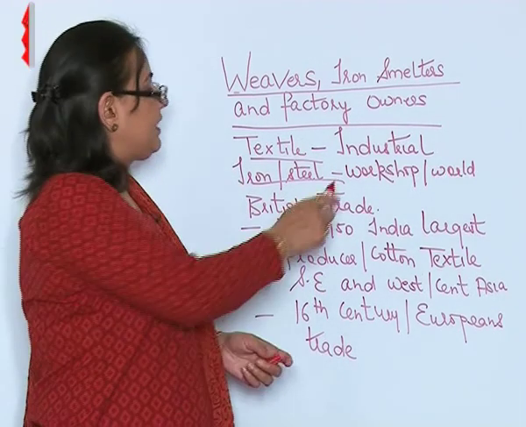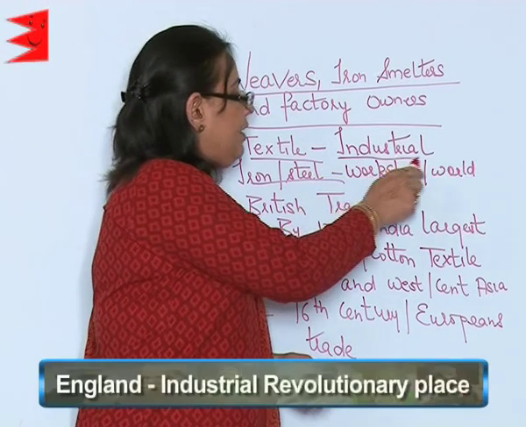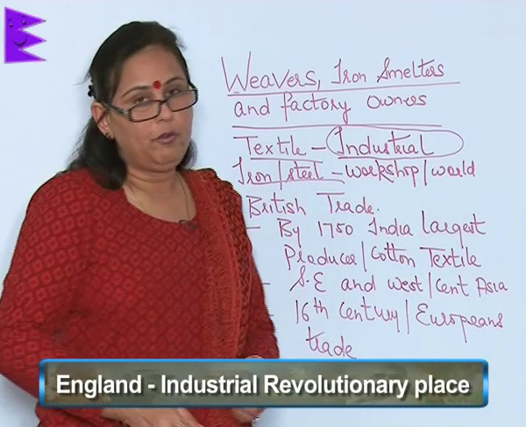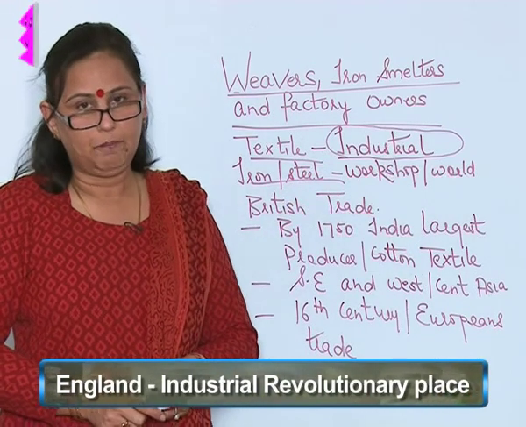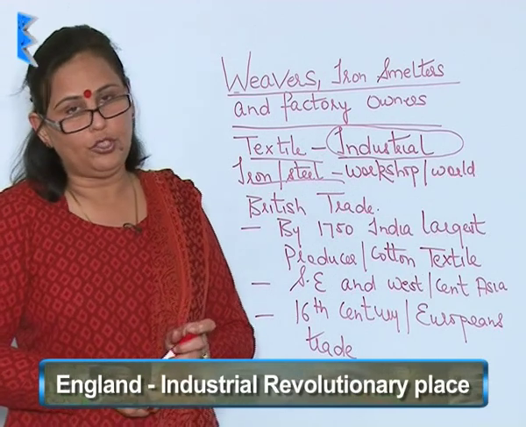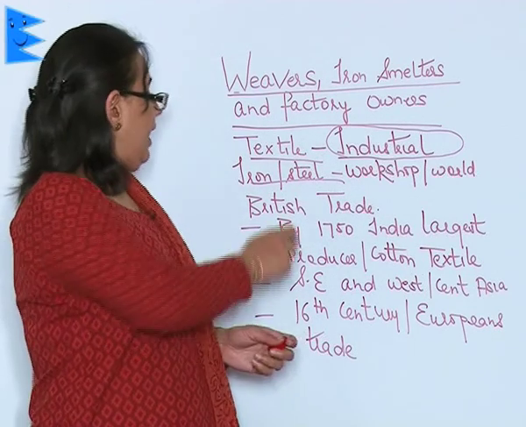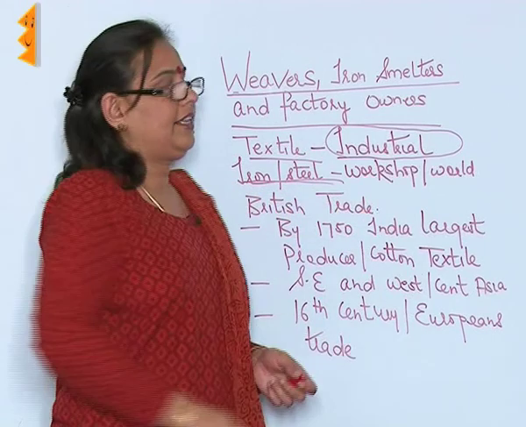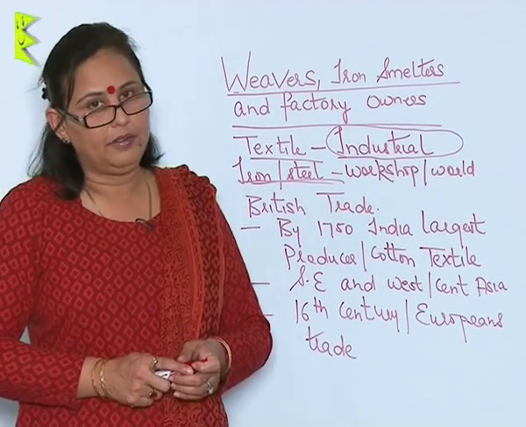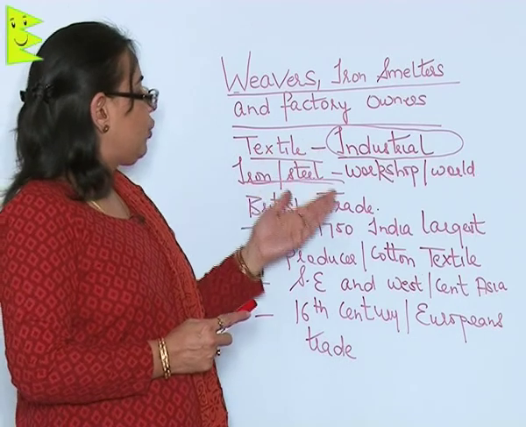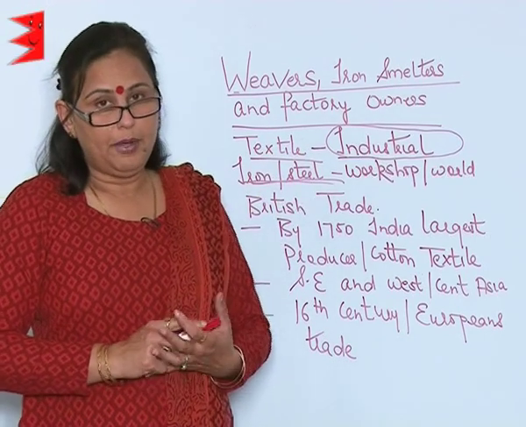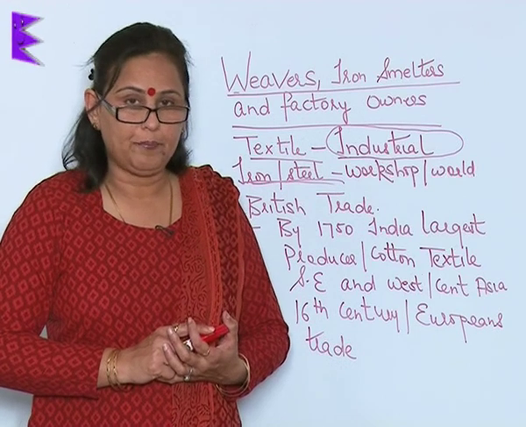Because of the textile industry, England was called the industrial revolutionary place, that is a place where the first industrial revolution took place. And because of the iron and steel industry, it was called the workshop of the world. So these two industries not only changed the face of England, but also gave it a new name.